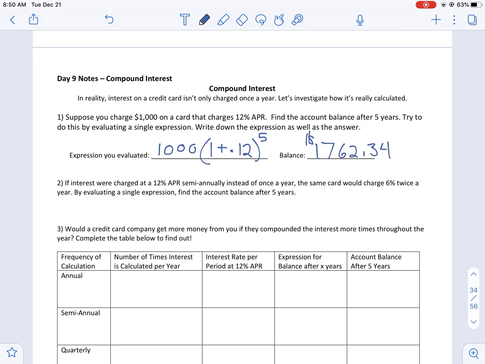So in reality, sometimes they're charged different times per year. They check this interest semi-annually, so instead of once a year, it would charge 6% twice. So what we would do for this is $1,000, 12%, but it's semi-annually, so it changes twice, so 6% for 5 years. So 5 years, but they're checking it twice each year.